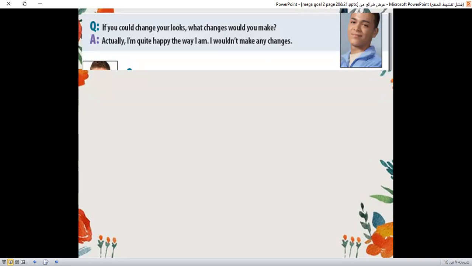Maybe this is the last question. If you could change your looks, what changes would you make? Actually, I'm quite happy the way I am. I wouldn't make any changes. Okay, for this question, I don't think that it's correct to ask this question of anyone. If you could change your looks, what change would you make?